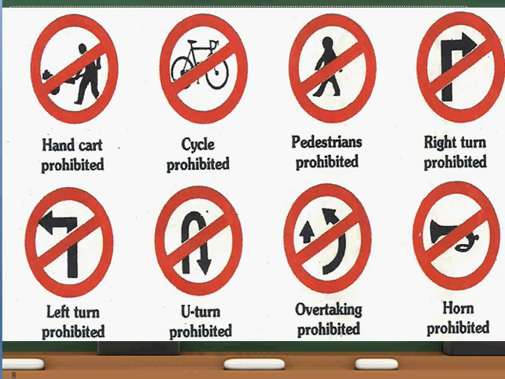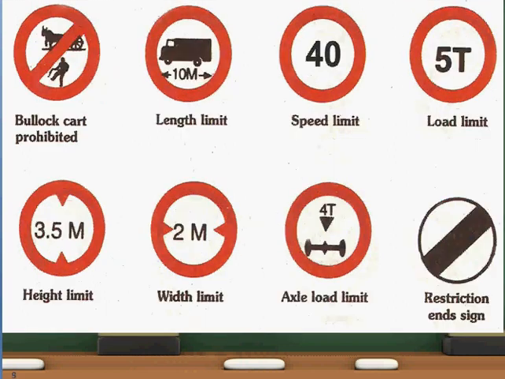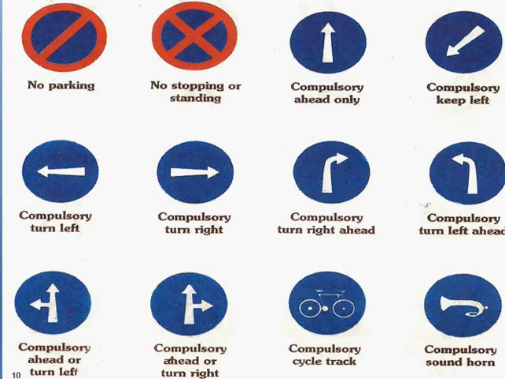There are a lot of prohibitory signs: cycle prohibited, pedestrian prohibited, left turn prohibited, U-turn prohibited, overtaking prohibited. Then height regulations will be there like this: height limit, width limit. So these are different types of prohibitory signs. And the compulsory right turn, left turn, no parking. So all these are prohibitory signs.